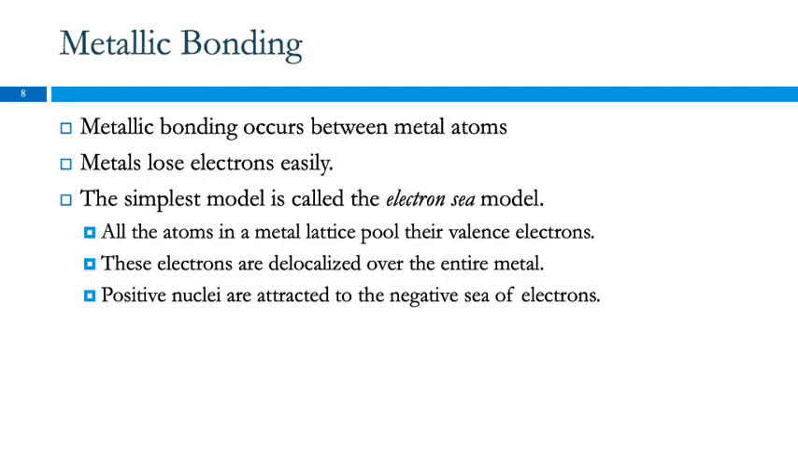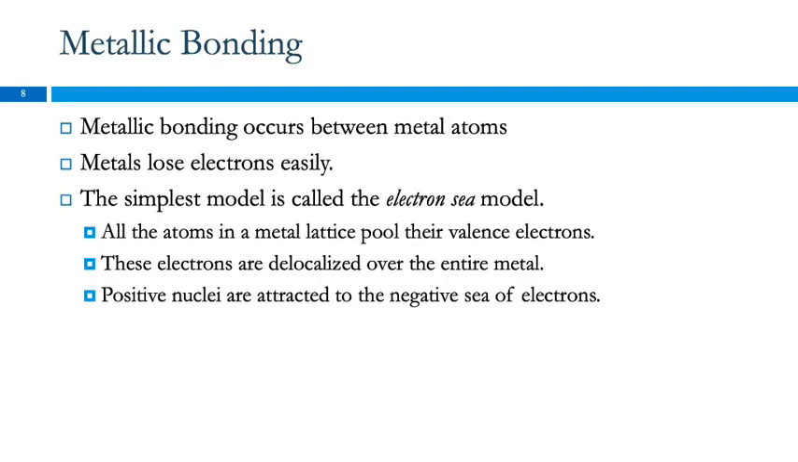Metallic bonding, well, I guess I lied. We're not just talking about it at the end. I'm going to talk about it right now. This occurs between metal atoms. Metals lose electrons easily to make cations, but then you've got a bunch of cations that are not going to be attracted to each other.